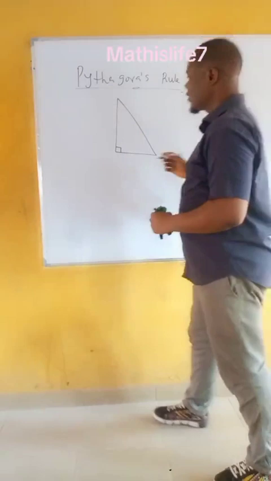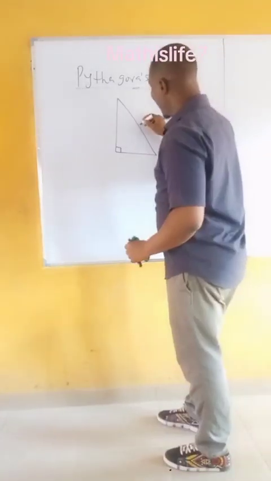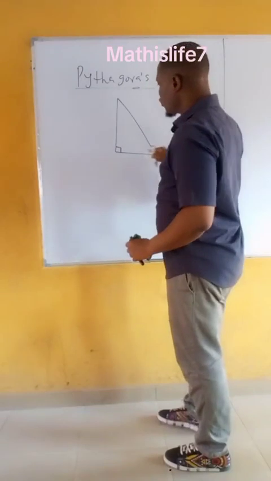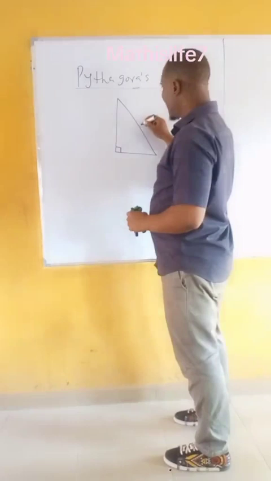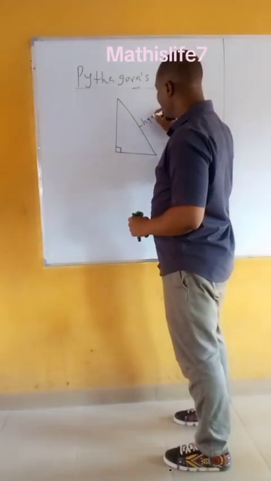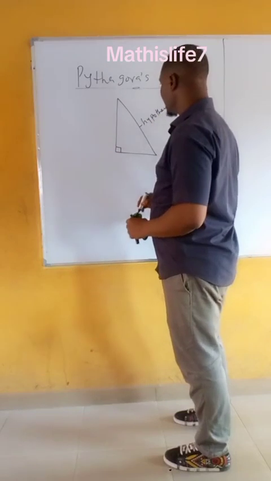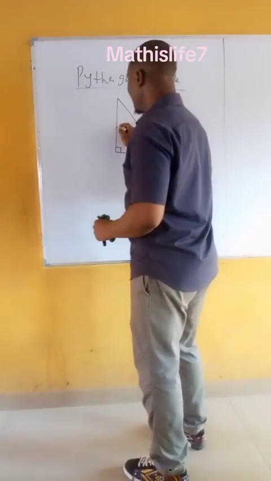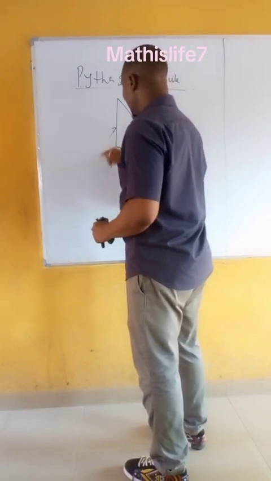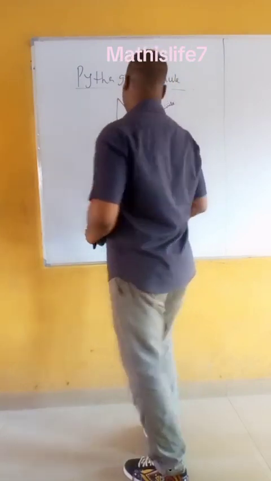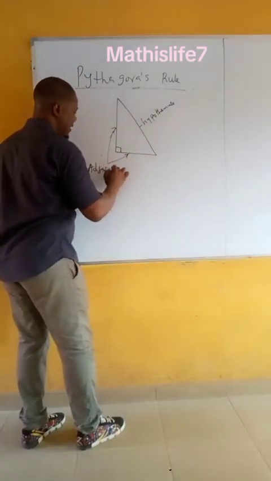And in this right angle triangle, there are three things I need to identify. I have the longest side, which is directly opposite the angle 90. And this is the hypotenuse. Then, this side and this other side, they are called the adjacent side.